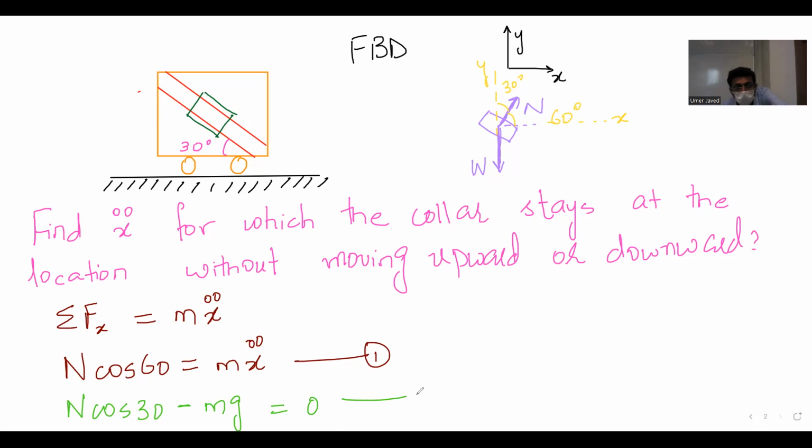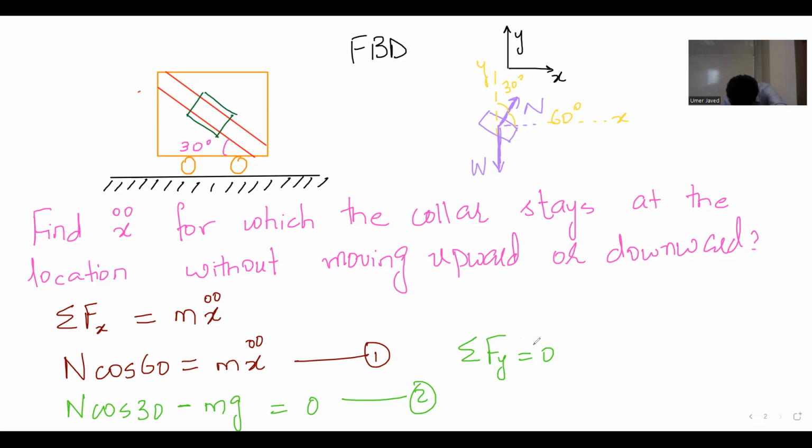And also the question says location without moving upward and downward. The reason we say 0 comes from that statement, right? This one. But this comes because of the fact that the cart is moving.